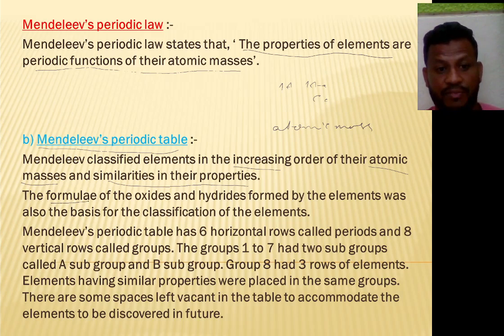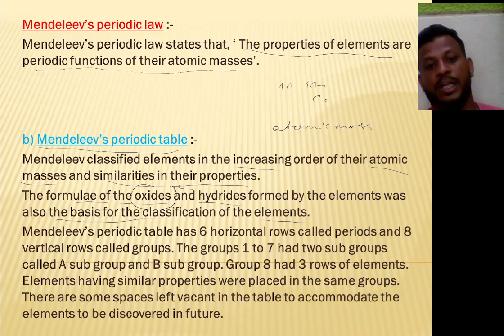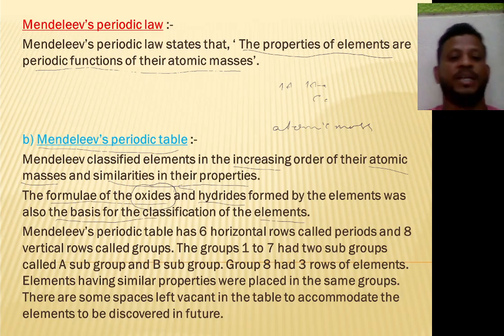The formula of the oxides and hydrides formed by the element was also a basis of the classification of an element. It means the oxides of the element. You heard in the previous chapter what the oxides are. Oxides of elements he took here, and hydrides also he took to classify the elements.